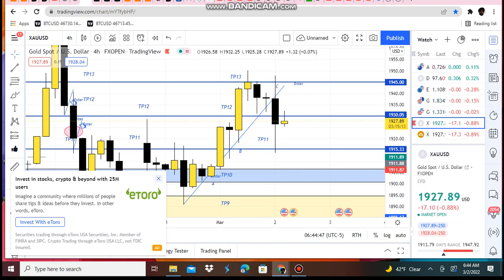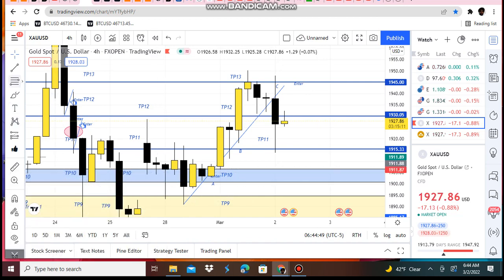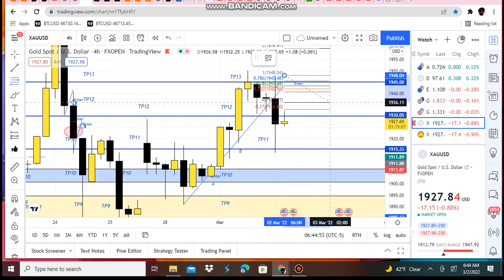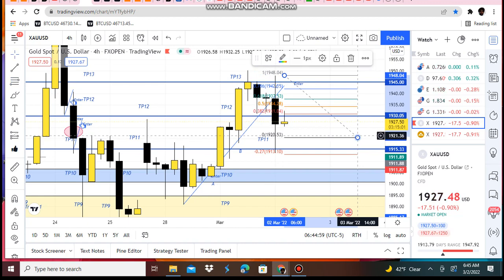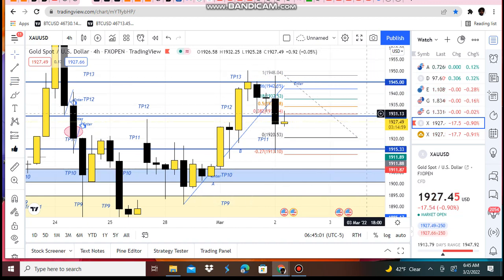We could draw our Fibonacci as well, if we wanted to have our Fibonacci on here from 1948 all the way down to the 27 extension. Boom, right down to the 27 extension. And we see price go right back all the way to the 27 extension, right to B, boom, 1913, and guess what? We're out of this trade, and now price is pushing back up.